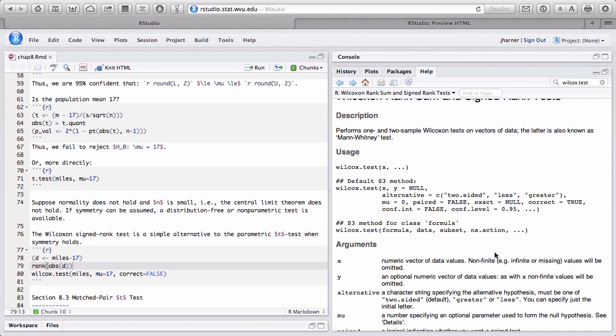A y would be if you have a two-sample version of this. The alternative is the same. Mu is the same. Paired, you have a paired argument. You have a paired t-test or a paired Wilcoxon test, and so forth. But then there's things like correct equals true, and that's the continuity correction. And the way you compute confidence intervals, the concept of a confidence interval on mu, that's a slightly different concept here because we're not assuming a normal distribution, but there is a way you can compute a confidence interval.